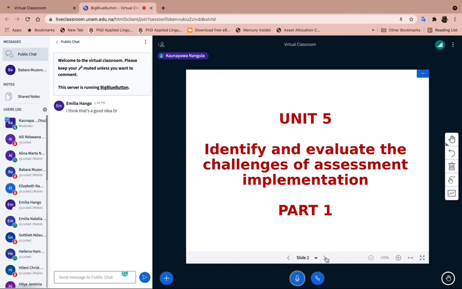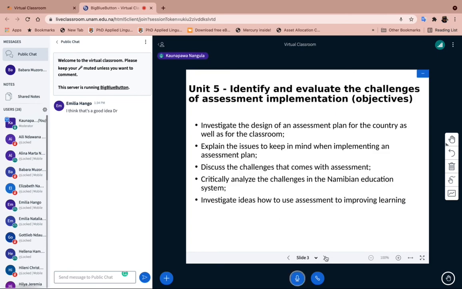All right. Our unit is Unit 5, which is titled Identify, Evaluate the Challenges of Assessment and Implementation. And the objectives of this unit are for you to be able to investigate the design of an assessment plan for a country as well as for a classroom.